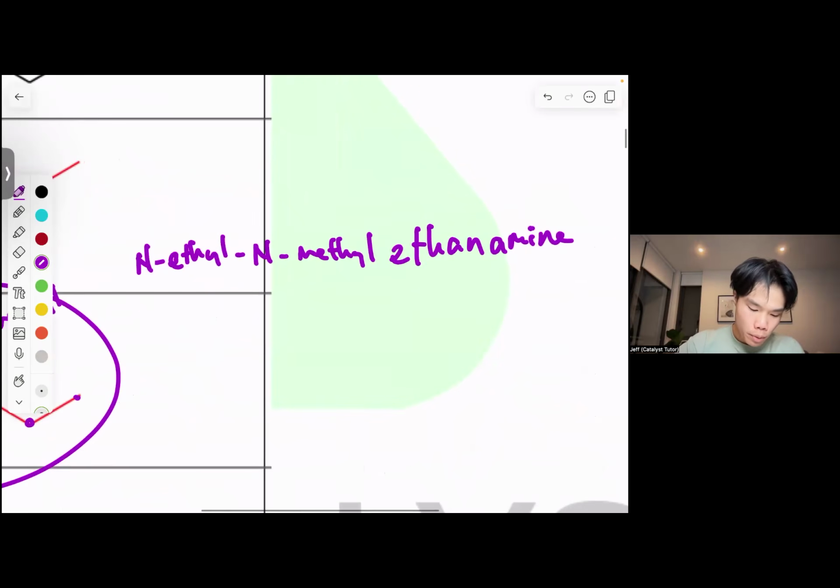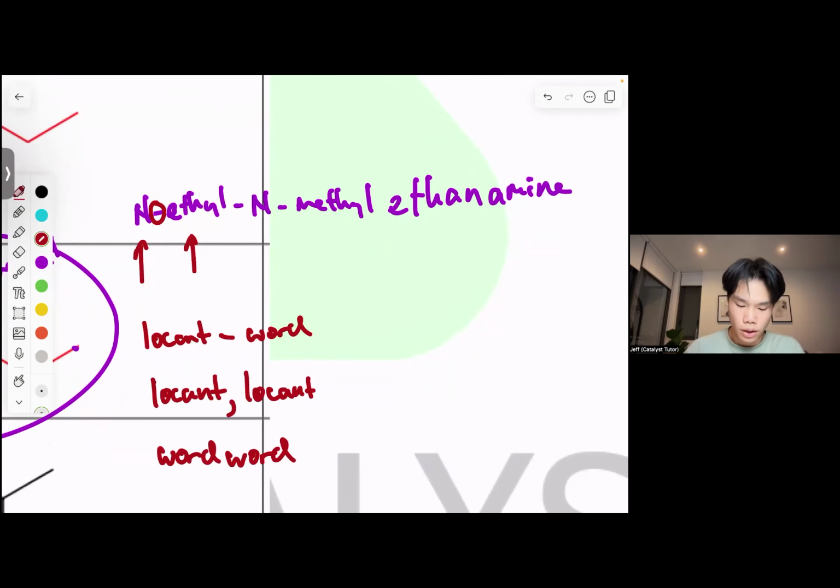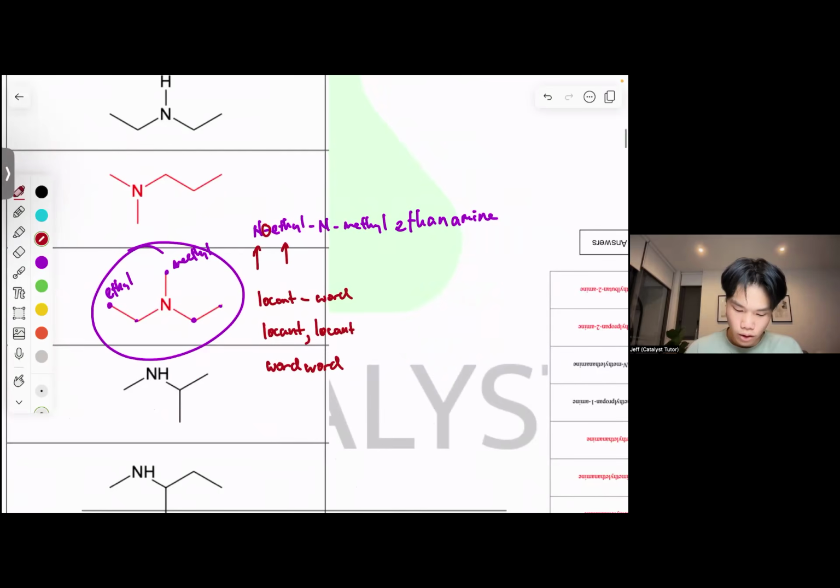And just to be clear, with punctuation, I should have made it clear as well. Whenever you separate a locant from a word, you have to use a dash. So it's locant dash word. But whenever you have two locants being separated, so locant and another locant, you use a comma. And if you have two words, you don't use anything between. There's no punctuation. So locant dash word, locant comma locant, word, word.